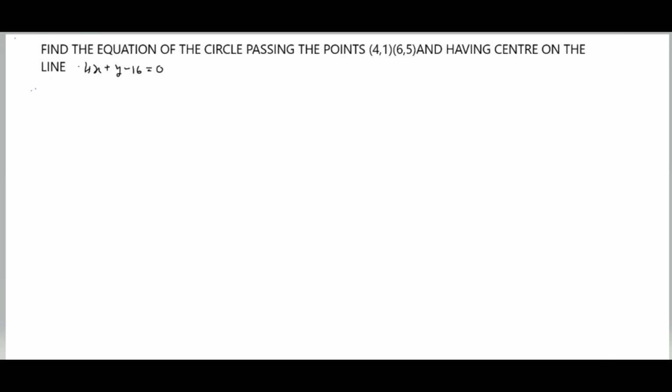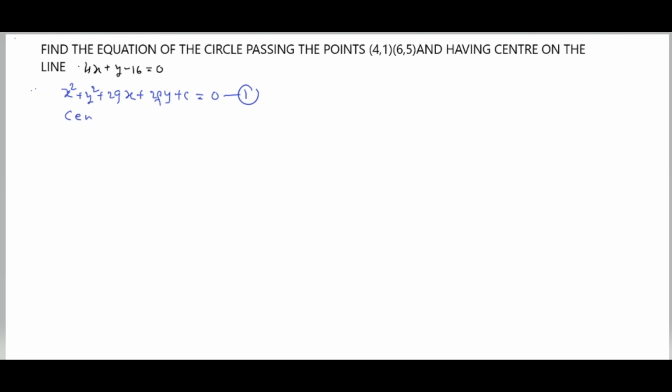Find the equation of the circle passing through the points (4, 1), (6, 5) and having center on the line 4x plus y minus 16 is equal to 0. The general equation of the circle is x square plus y square plus 2gx plus 2fy plus c is equal to 0. This is the first equation.